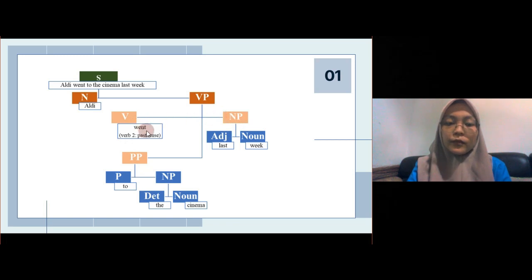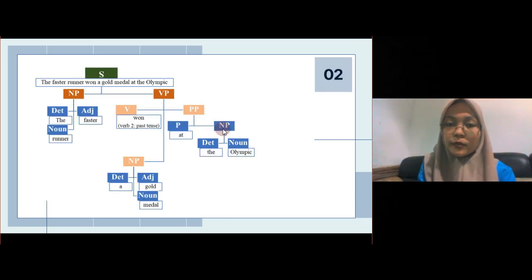The verb is went, which is the past tense of go, and there is a prepositional phrase, which contains a preposition and a noun phrase. To acts as a preposition, and below the noun phrase there is the cinema, where the acts as a determiner and cinema acts as a noun. And the last node is a noun phrase. Last week: last acts as an adjective and week acts as a noun.